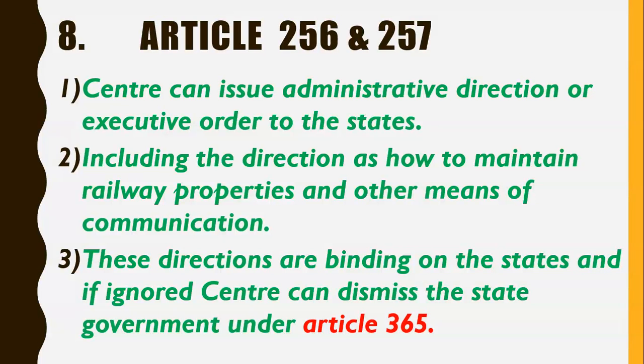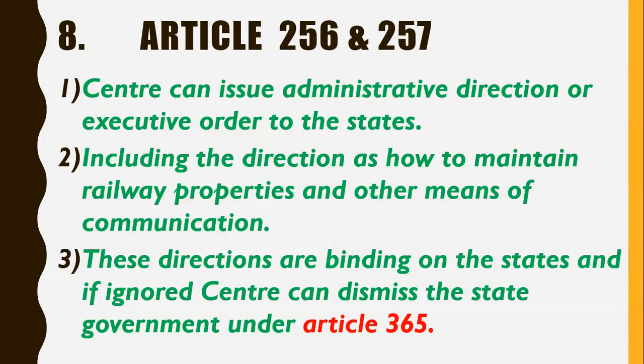And under which article? Under Article 365. So please try to remember that if state governments ignore the order given by central government, then central government can dismiss the state governments under Article 365. This can be asked as a question in your prelims. So please remember that central government has the power under Article 365 to dismiss the state governments.